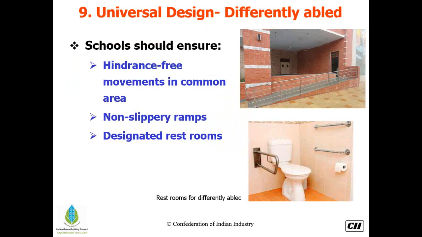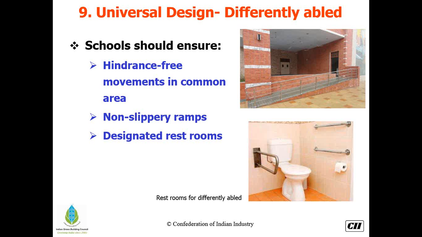Universal design. Not only for schools, for any building, we say that it should be designed for everybody. It should not be just like that. Recently, we have been seeing in news articles that since there are no ramps or hindrance-free movements, differently abled people find it very difficult to get into even normal public buildings, like post offices or hospitals. Since these buildings don't have these criteria, they are facing a lot of problems.